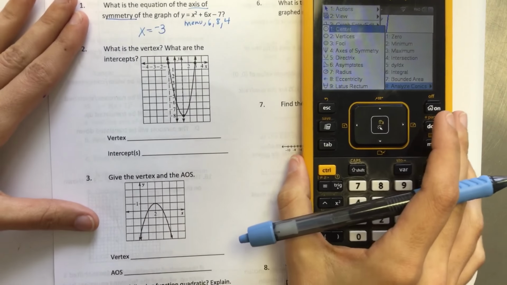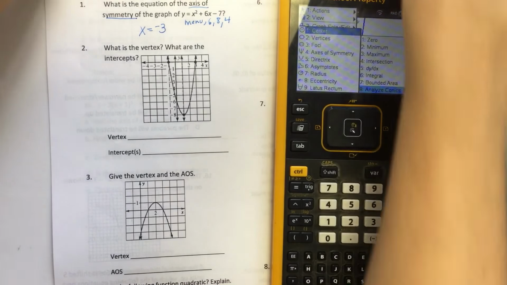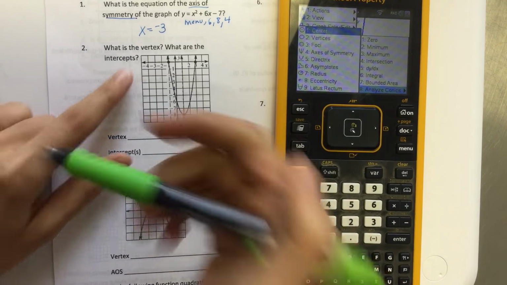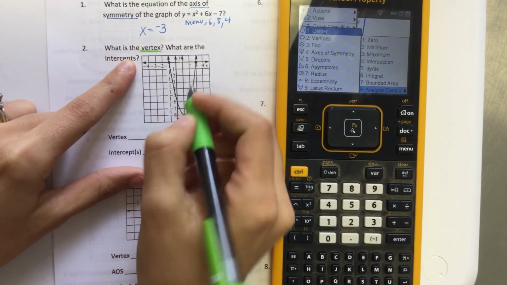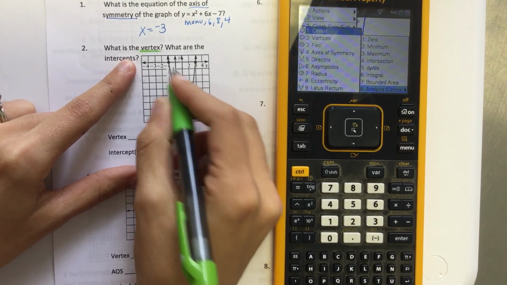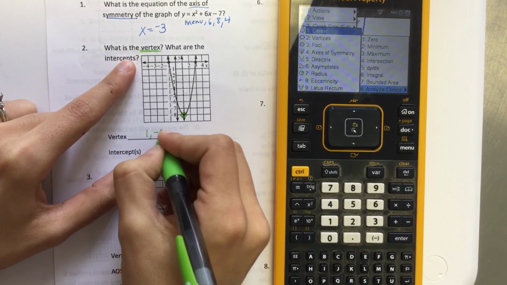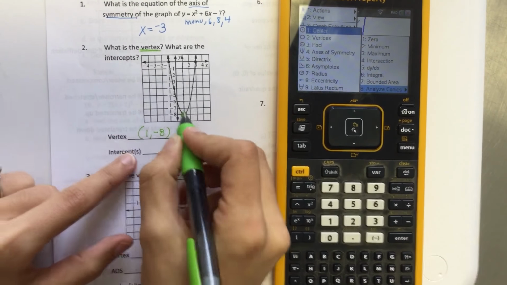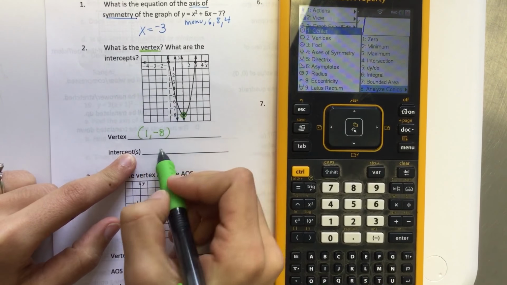All right, next one, what is the vertex? So we need to actually look at this graph to figure out vertex. Vertex means the lowest or the highest point, so it's this point right here. So it's 1, -8 for our vertex, so right 1, down 8.